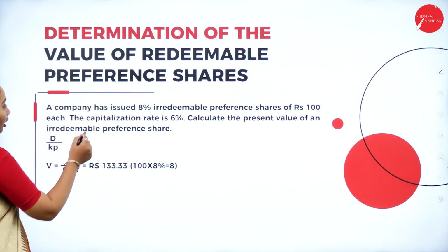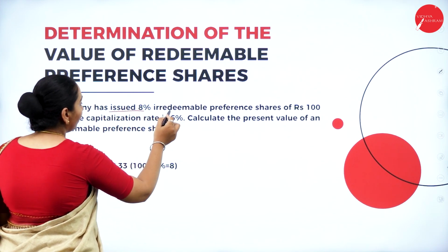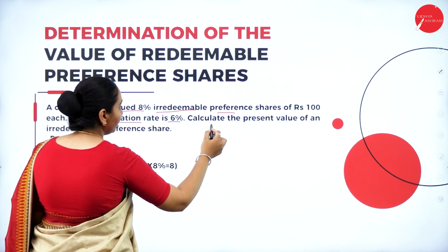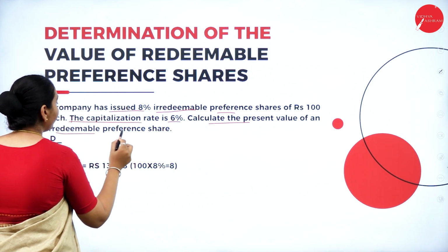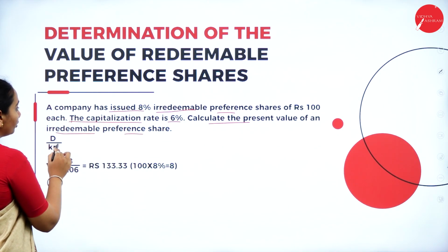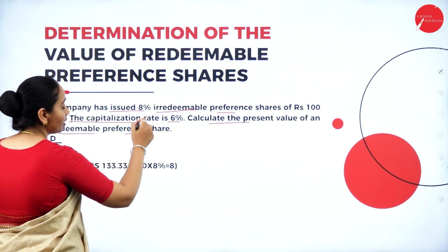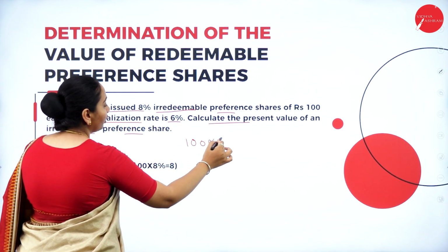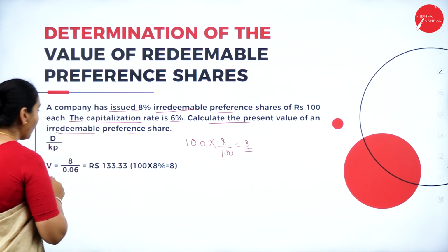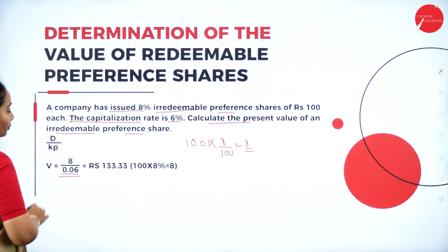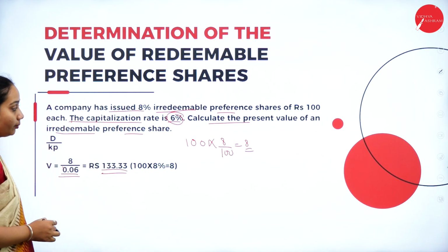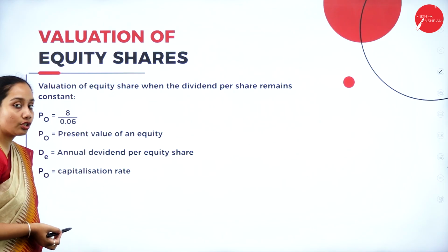So with the formula we have, a company has issued 8% irredeemable preference shares of rupees 100 each. The capitalization rate is 6%. Calculate the present value of an irredeemable preference share. So the formula V is equal to D divided by KP. The dividend out of the 100 rupees at 8%, 100 into 8 by 100, we'll get 8 rupees. So 8 divided by 0.06, that is the capitalization rate, we'll get 133.33.